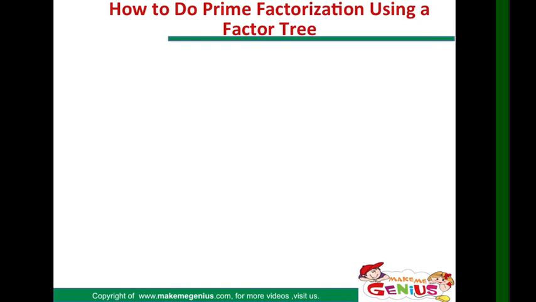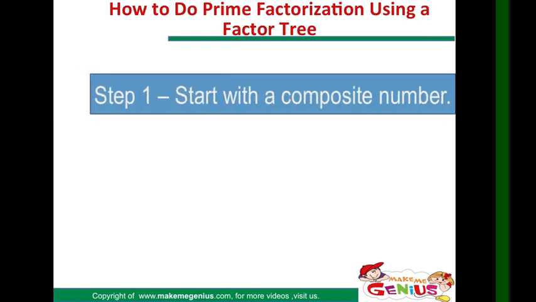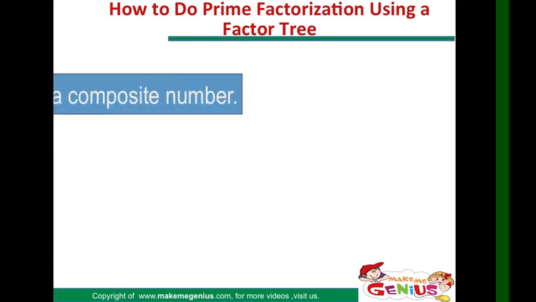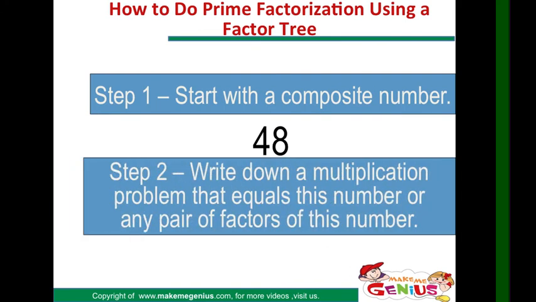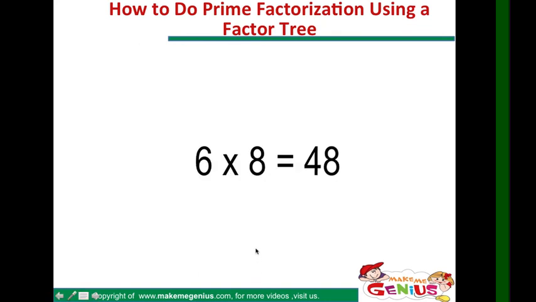Now, how to do prime factorization using factor tree? Step 1, start with a composite number. So, halimbawa, we have 48. Number 48 ang ating number. Second, write down the multiplication problem that equals this number or any pair of factors of this number. So, mag-isip nga kayo ng factors ng 48. Ano yung mga factors na naiisip mo kapag sinabing 48? So, dito, nilagay ko is 6 times 8. Ito yung mga factors ng 48.